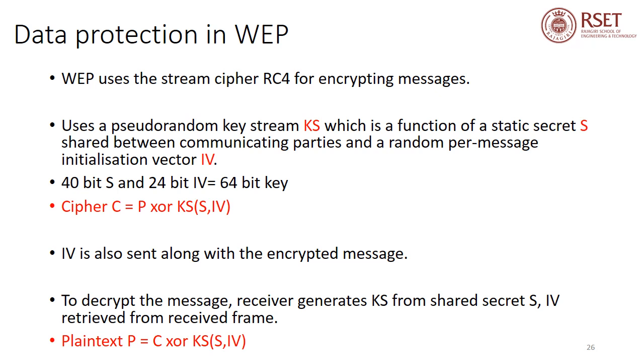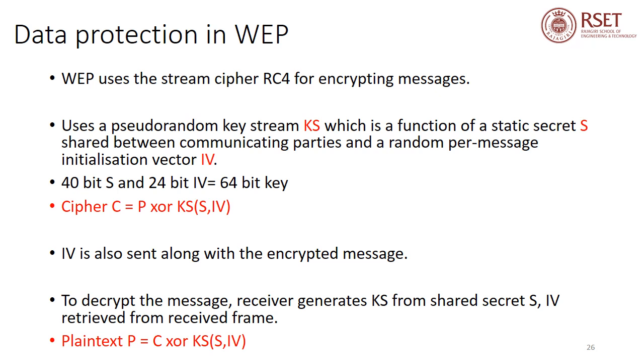So as we discussed in our previous slides, in the RC4 encryption procedure, initially a pseudo-random key stream KS will be generated, which is actually a function of a static secret value S, which is commonly shared between all the communicating wireless stations, and also there will be a random per message initialization vector IV. The shared secret S value is of 40 bits and the initialization vector is of 24 bits. So total it will be a 64-bit key.